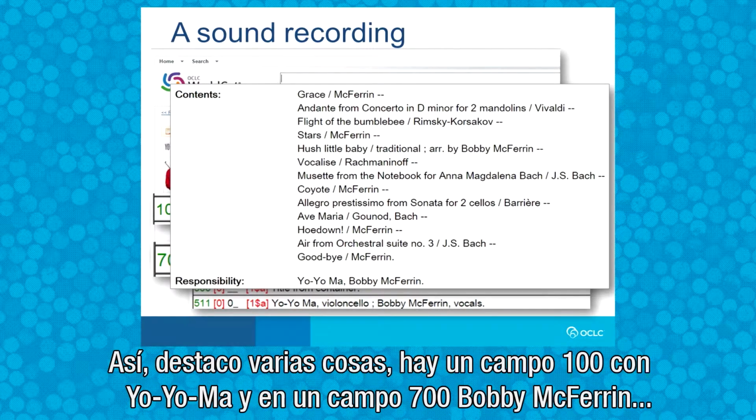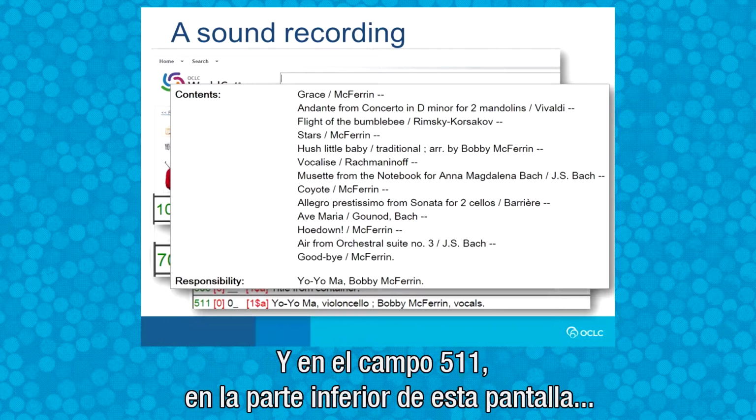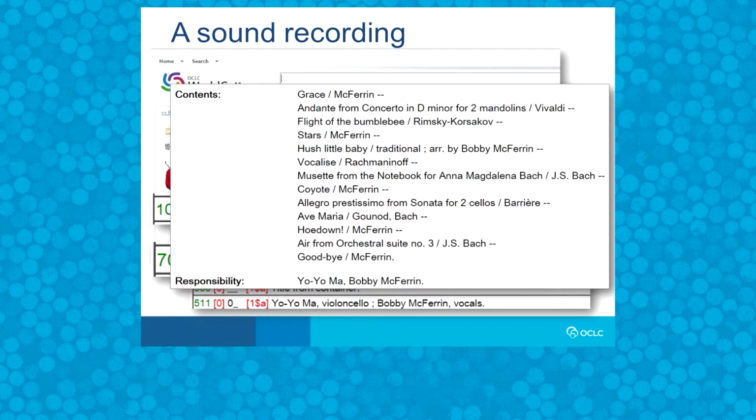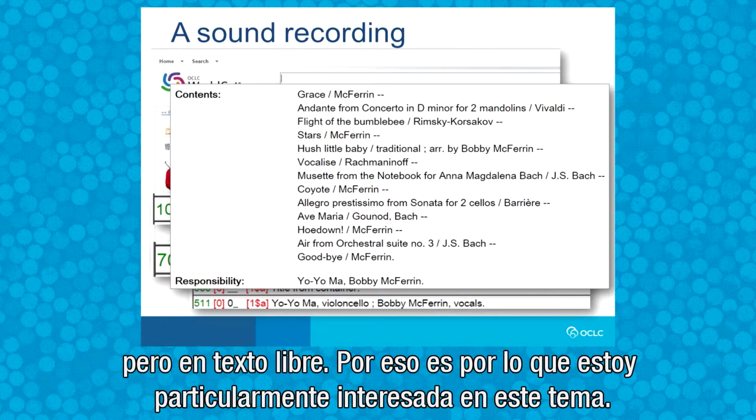So to point a few things out, there's a 100 field with Yo-Yo Ma in it. There's a 700 field with Bobby McFerrin. They're both identified as performers. And in the 511 field at the bottom of the screen, you can see that there's more information about Yo-Yo Ma and Bobby McFerrin, but it's in free text. And that's why I'm particularly interested in this stuff.